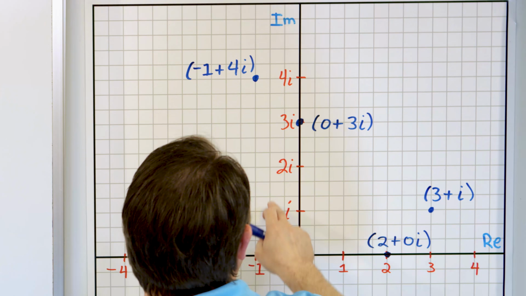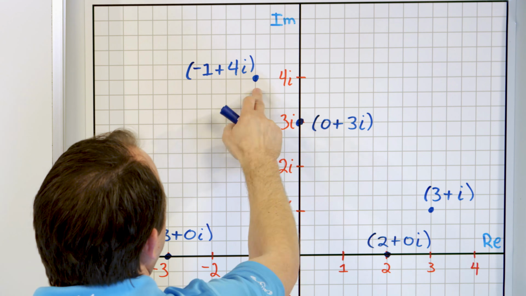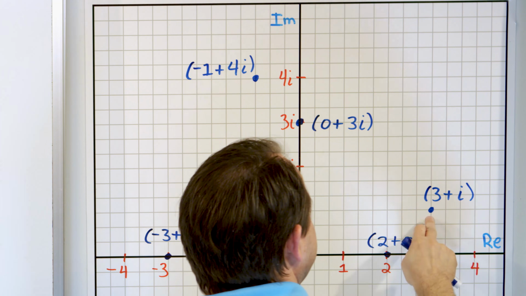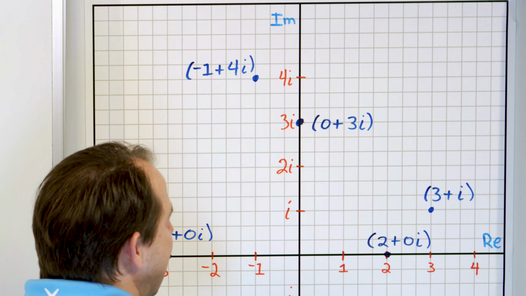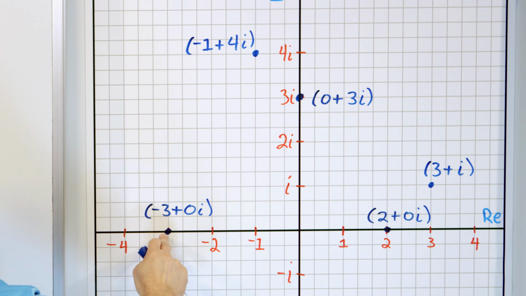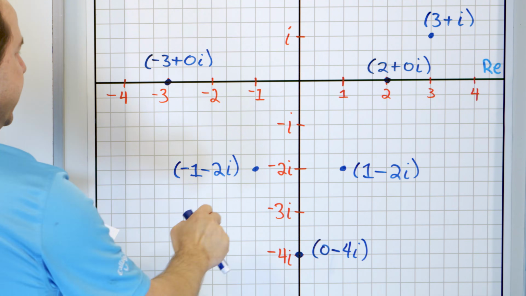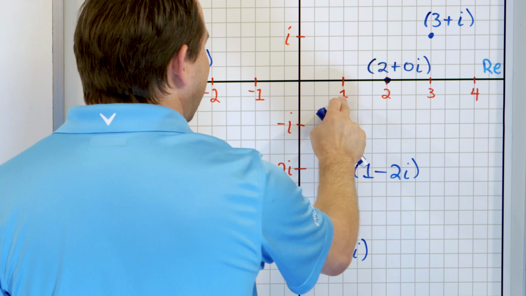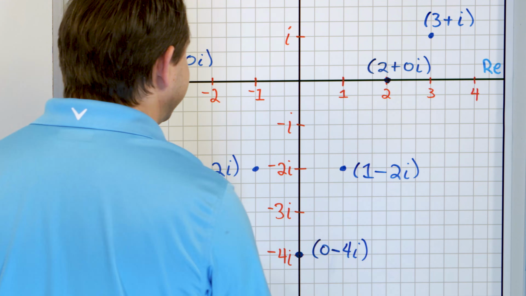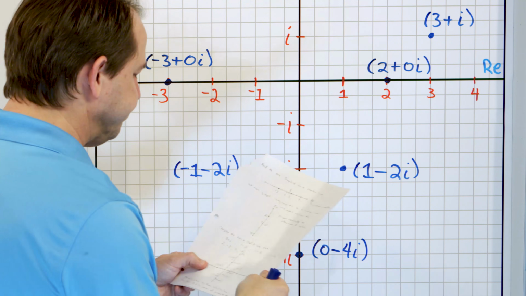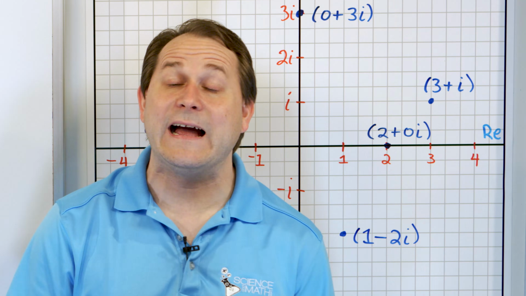So this point is -1 plus 4i, that's good. This one is 0 plus 3i, that's good. This one is 3 plus 1i, that's good. This one's 2 plus 0i, that's good. This one's -3 plus 0i, that's good. This is -1 minus 2i, that's good. This is 1 minus 2i, that's good. And this is 0 in the real part, -4i for the imaginary part. So there you go. That's the idea of a complex plane.